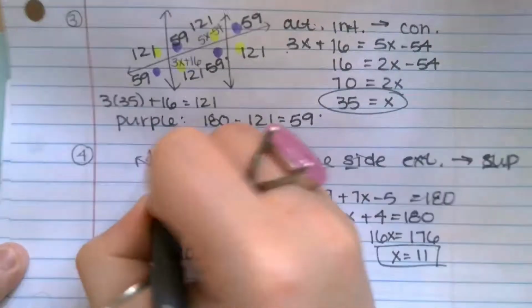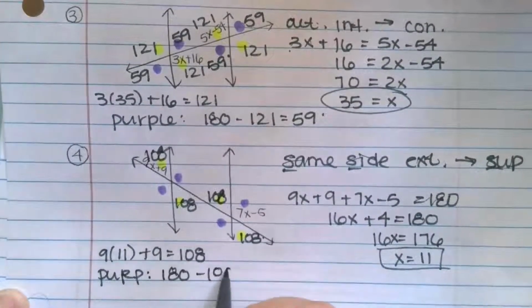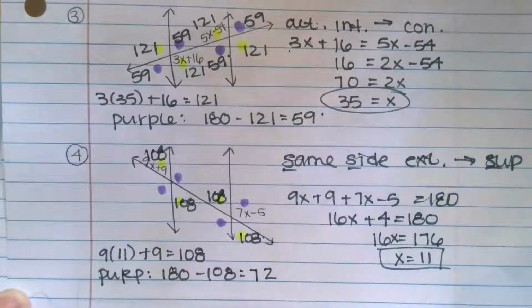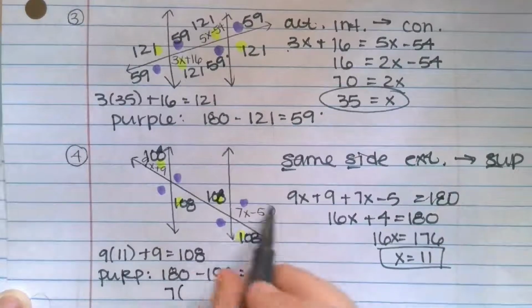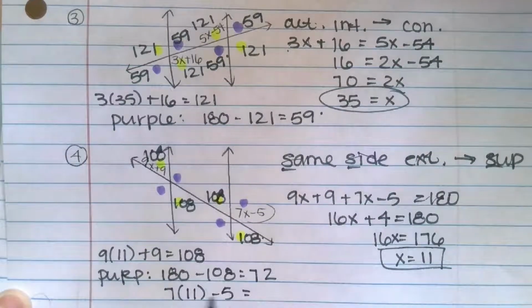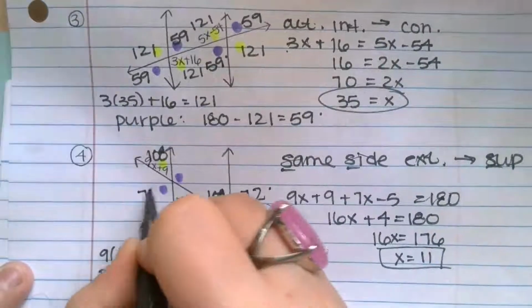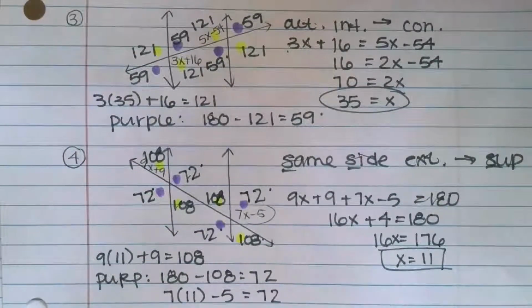Okay. So for our purple, we have two options. We could either just do 180 minus 108, and that would give us 72, because we know that yellow and purple are supplementary. Or we could substitute it back into our original expression that we were given. So 7 times 11 minus 5 would be 77 minus 5, which is 72. As you can tell, both of these work. So you just go ahead and plug those in for your purple, and you know that all of our purple angles are 72 degrees. Okay.